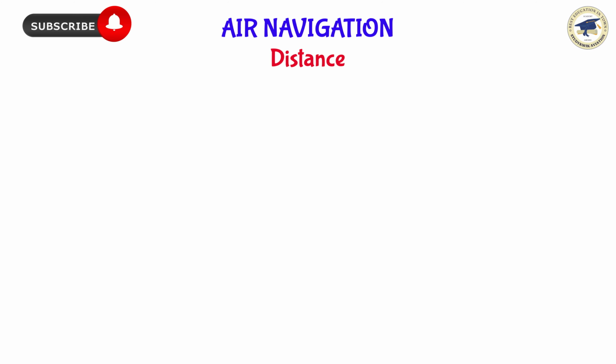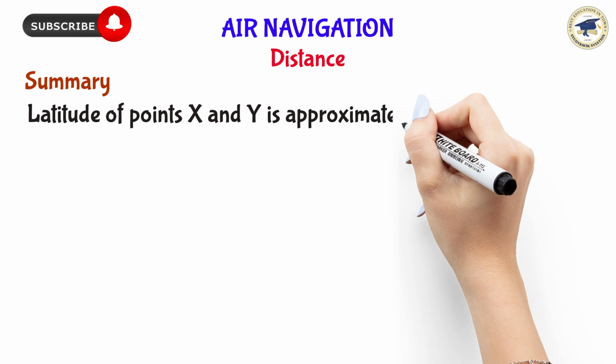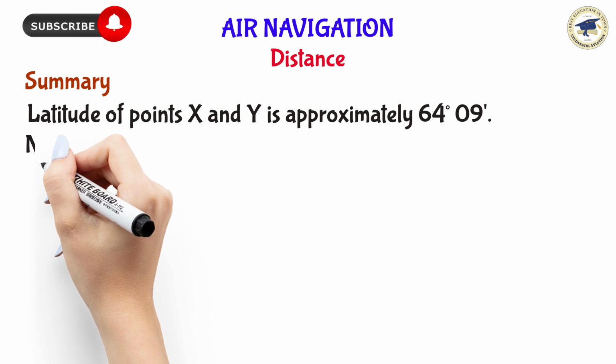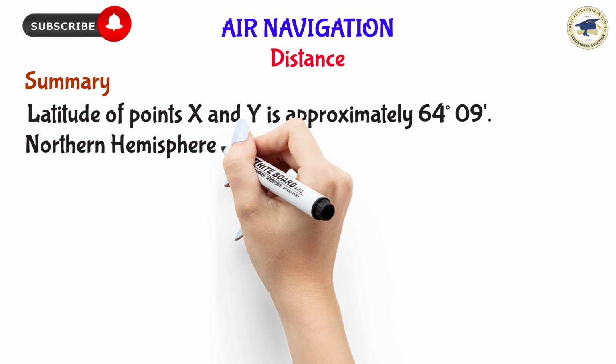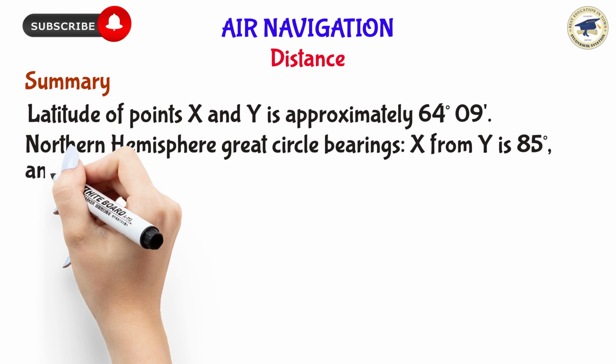In the northern hemisphere, to find the great circle bearing of point X from point Y, simply subtract the conversion angle from 90 degrees. This gives us 85 degrees. The bearing of Y from X is found by adding the conversion angle to 270 degrees, which equals 275 degrees. So, when flying in the northern hemisphere, the bearing from Y to X is 275 degrees, and from X to Y it is 85 degrees.